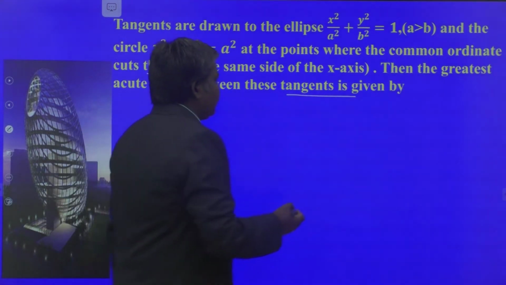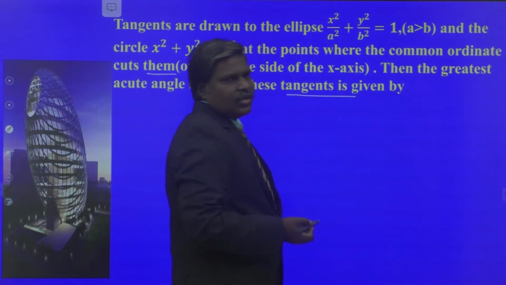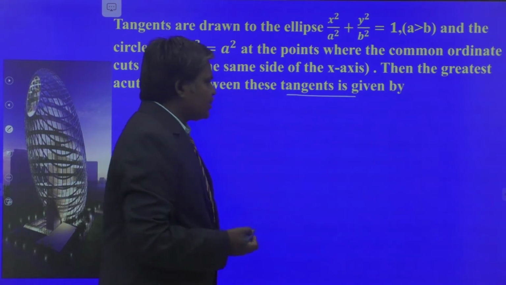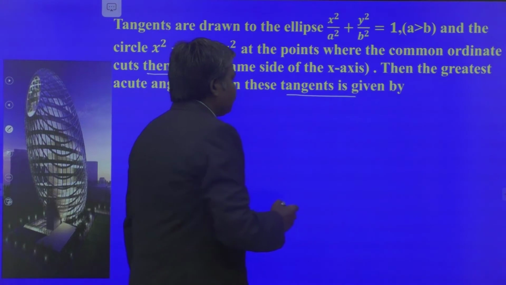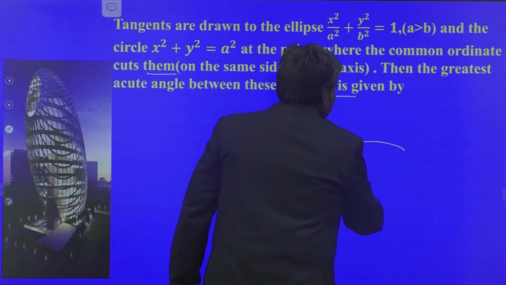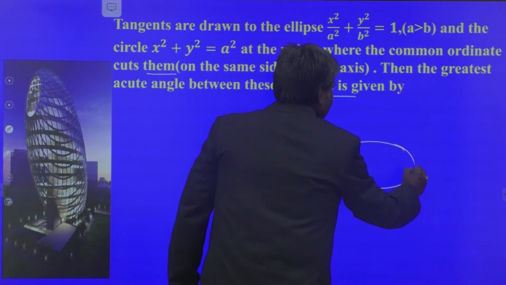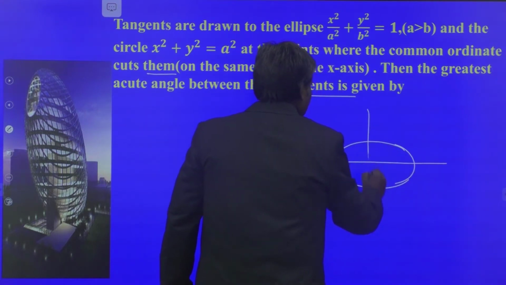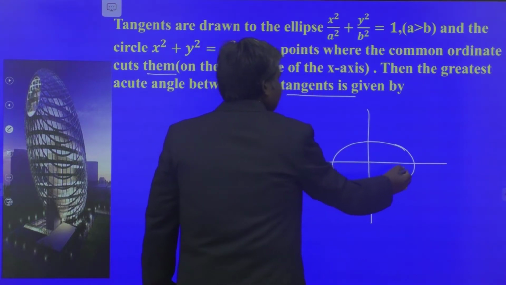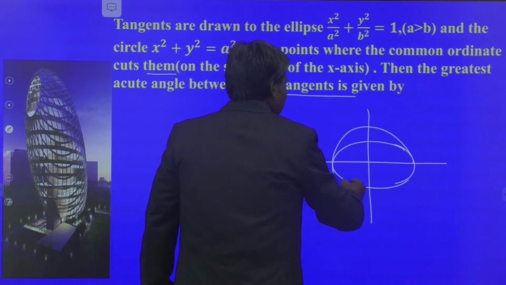In the earlier problem, their point of intersection lies on the axis, that is the x-axis. We have to find out the angle between those two tangents in this problem. So this is the ellipse x²/a² + y²/b² = 1. These are the coordinate axes. And it is the corresponding auxiliary circle.